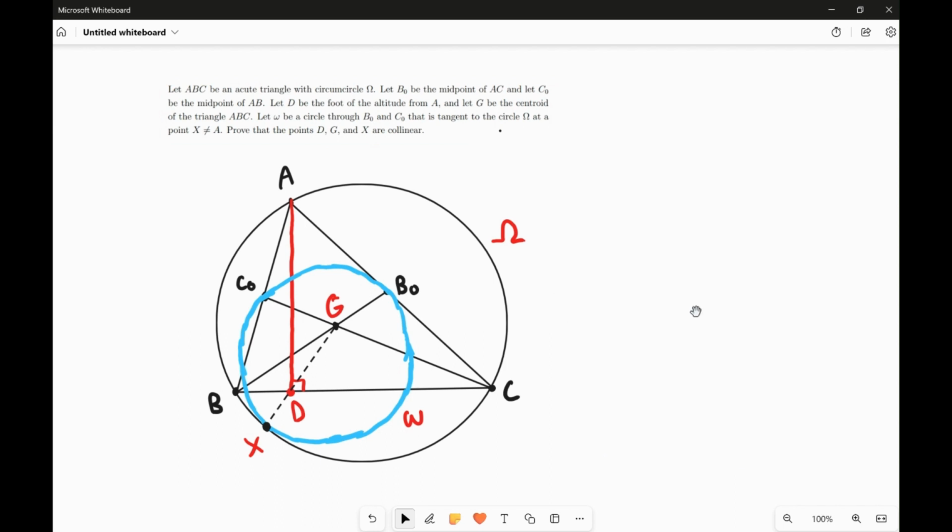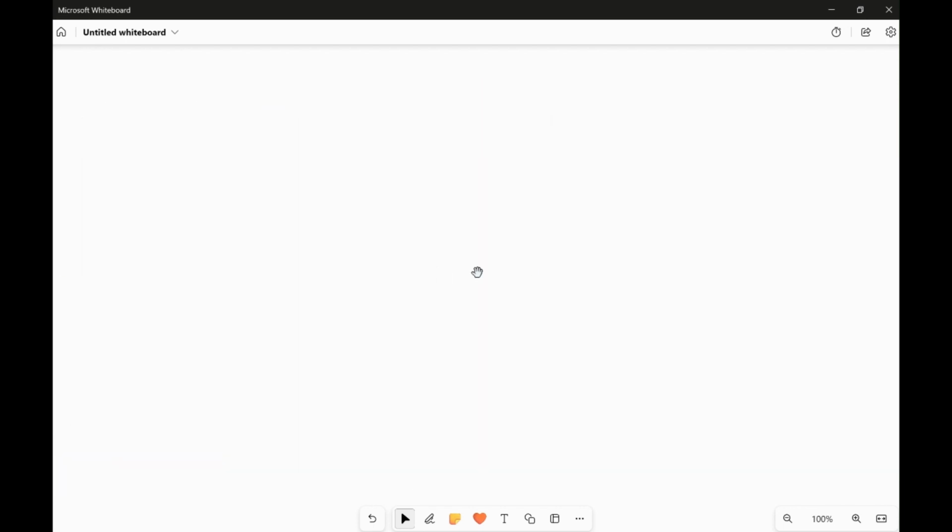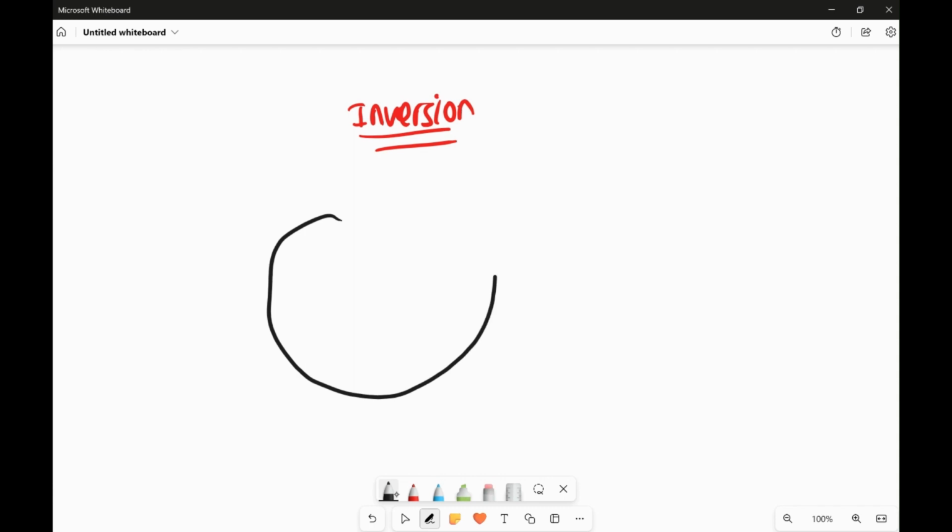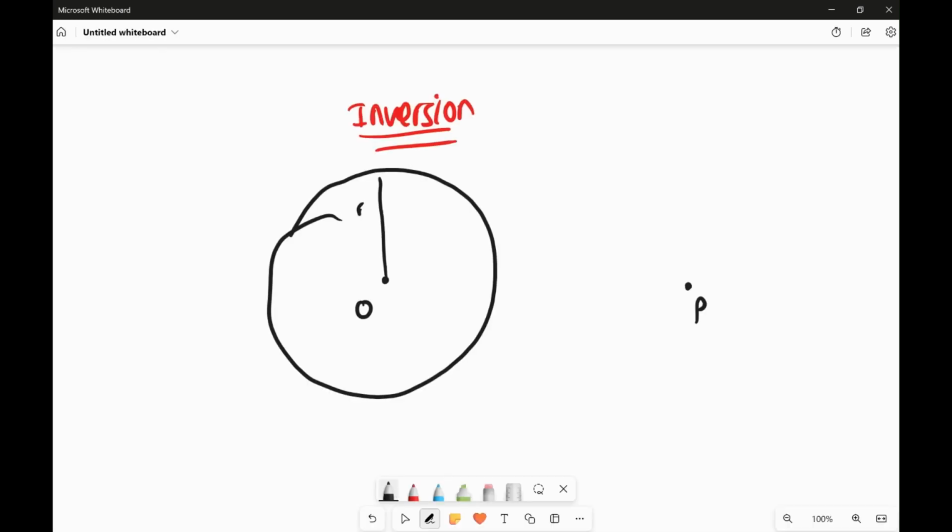In order to solve this problem, we'll need to start by defining some theory called inversion, where we invert about the plane. So, inversion. So what is inversion? Well, consider you have a circle here, and then you have the center O, and then you have a point P here. And then the radius of the circle is R.